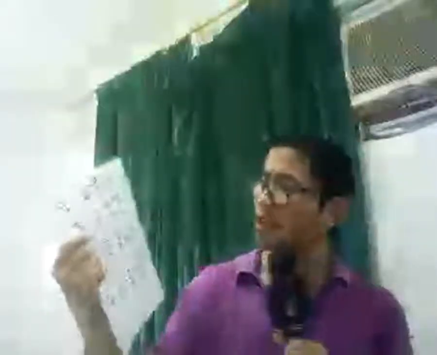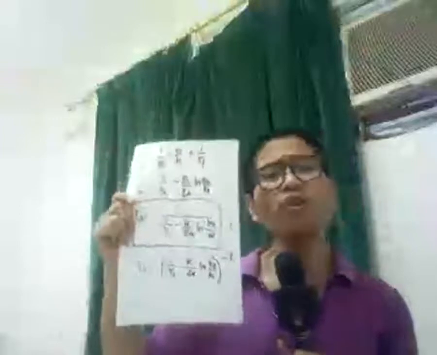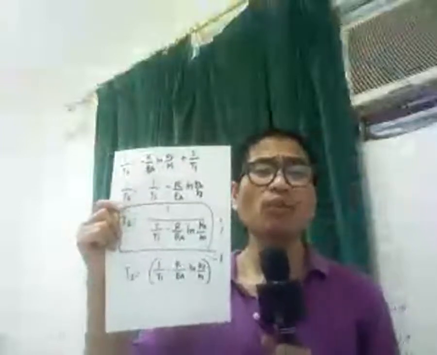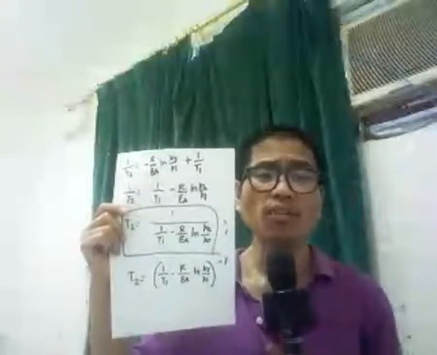Consistent. Where is the formula? This T2, guys, is correct. Okay? Like this. This formula, guys, is the after or the result of integration.